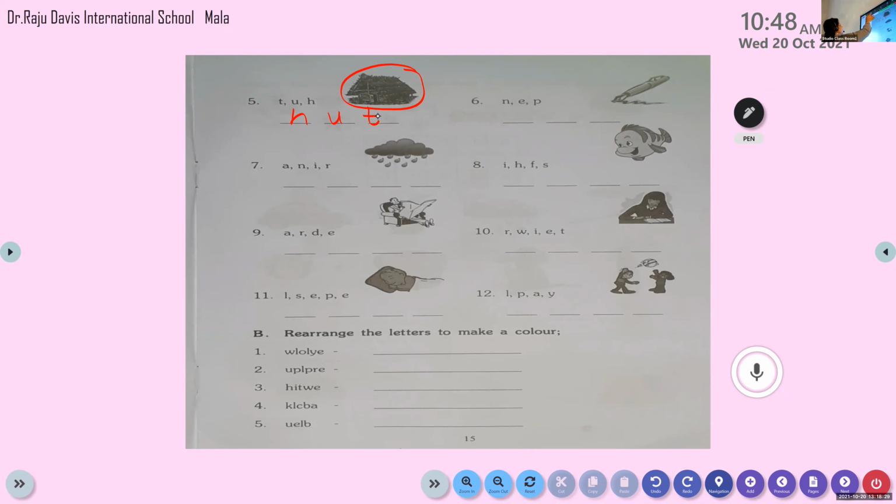What is this? Page number. Page number is 15. I have completed. Yes, you have completed. I wanted all of you to complete it, my dear children. Please do complete it. I have completed.